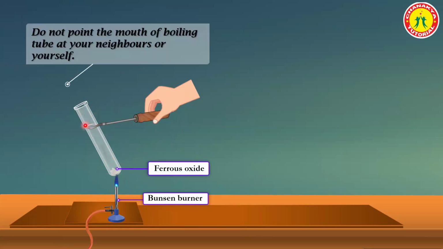It is also advised that you never point the mouth of the test tube towards any person or even towards yourself, because sometimes there can be harmful gases, or there can be bubbling, or the solution can come out due to strong heating. So always keep it in a safe direction where it never points to anyone.